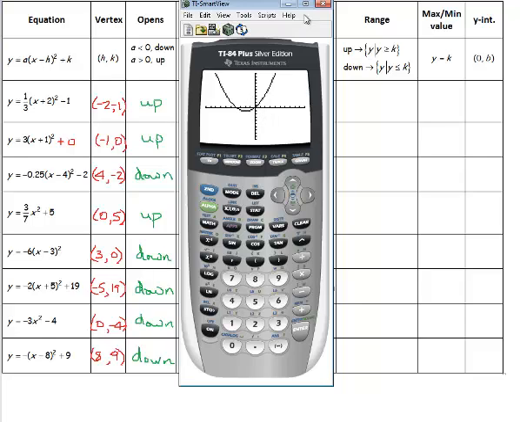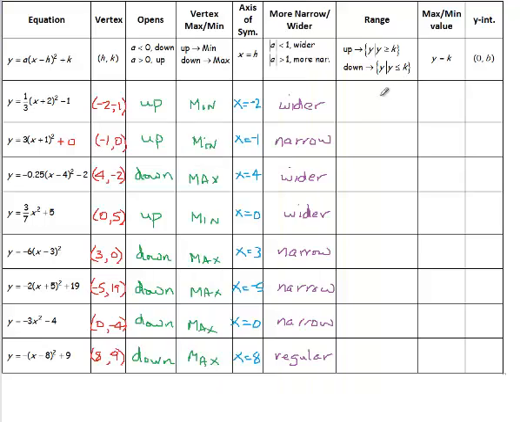So anytime it says up, we're going to say y greater than or equal to. If it opens down, we're going to say y less than or equal to. So if you know if it opens up or down, then the problem is not that difficult, coming up with the range. So this one opens up, so it's y greater than or equal to. This one opens up, so it's y greater than or equal to.